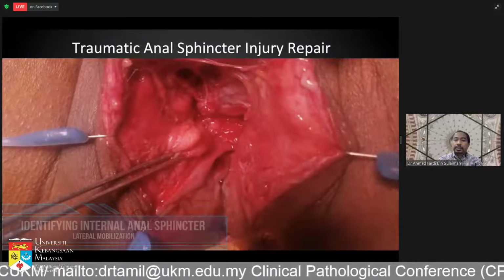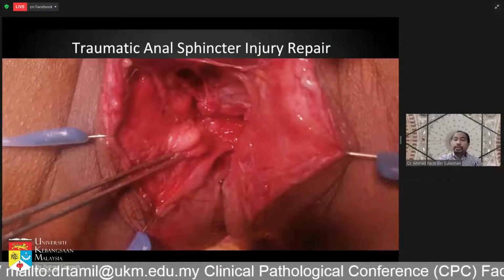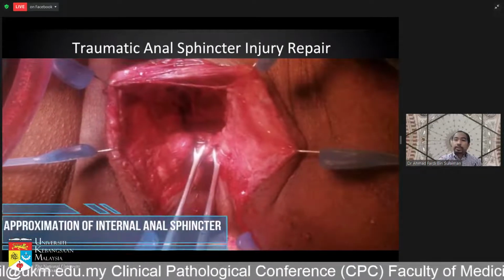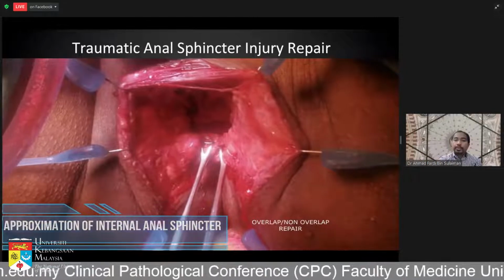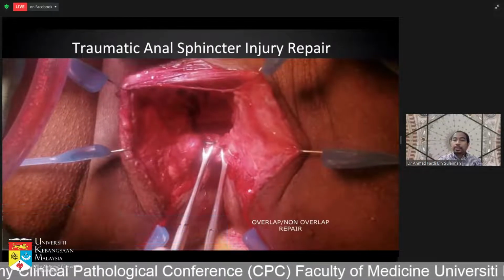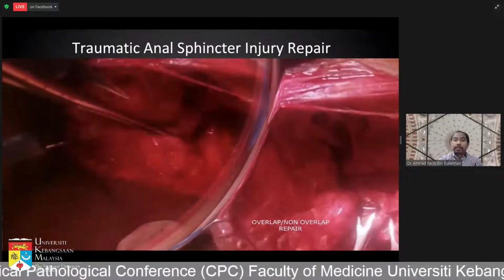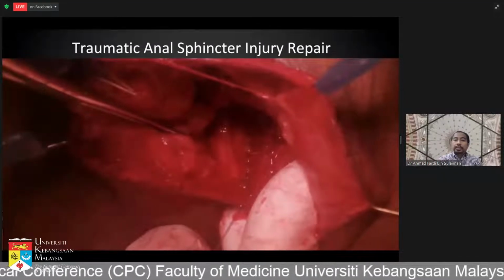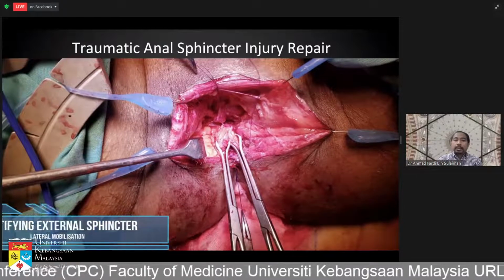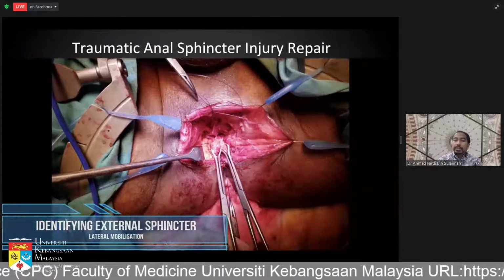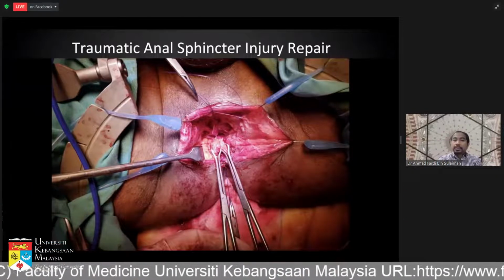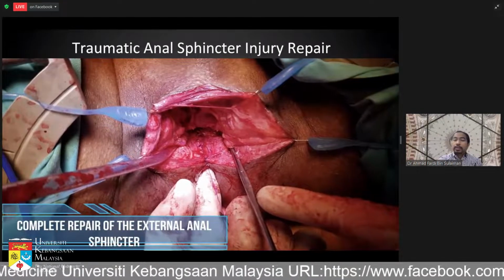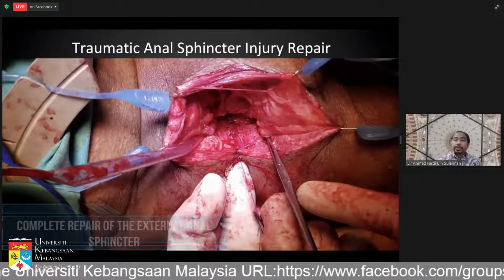And then next, after the identification of the internal anal sphincter, I need to do lateral mobilization to get a good tension-free repair, approximation of the internal anal sphincter, either overlap or non-overlap repair, and then the complete repair of the internal anal sphincter. Following that, the identification of the external sphincter plus lateral mobilization of the external sphincter, and there is a complete repair of the external anal sphincter.